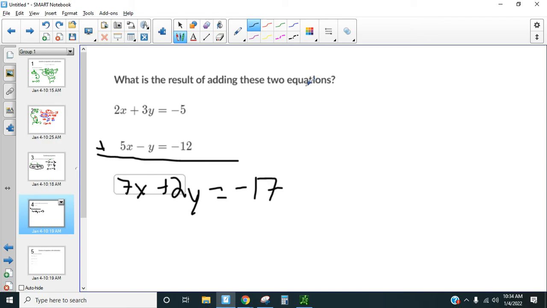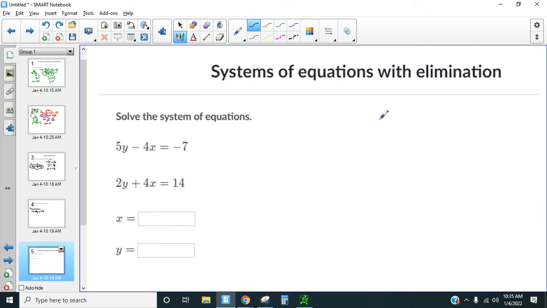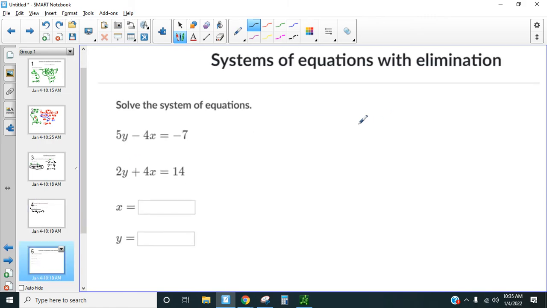Okay. Now, the last assignment we're going to do is elimination. Last thing I'm going to teach you today. It's exactly what we just did. It's a different method for solving systems.